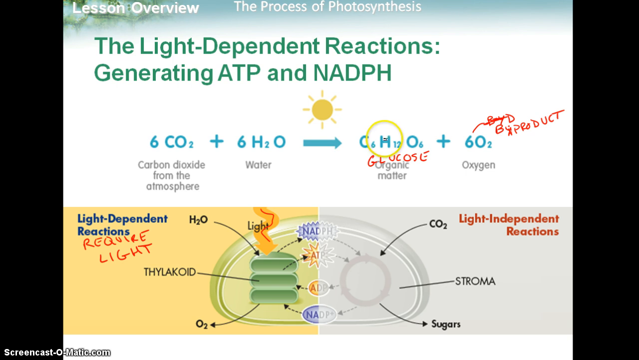During this set of reactions, the goal is to produce ATP and electron carriers. So here's my ATP and here are my electron carriers. The NADPH and the ATP are going to be used in the second set of reactions. It is important to realize that there are many different types of electron carriers involved in this reaction and in other reactions within organisms. But for us, the one that you need to know is NADP turning into NADPH.